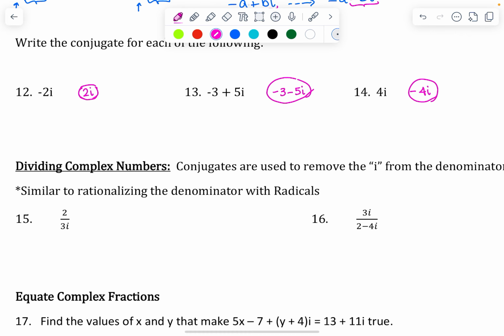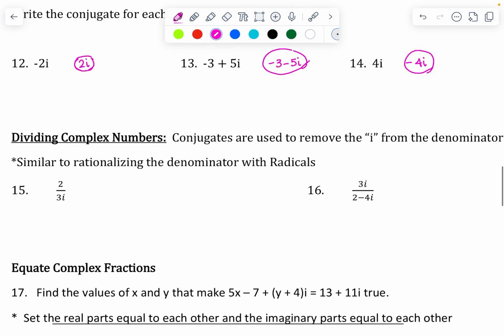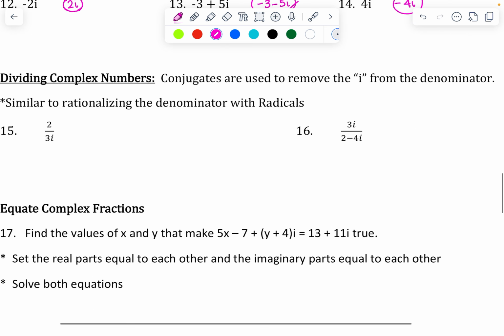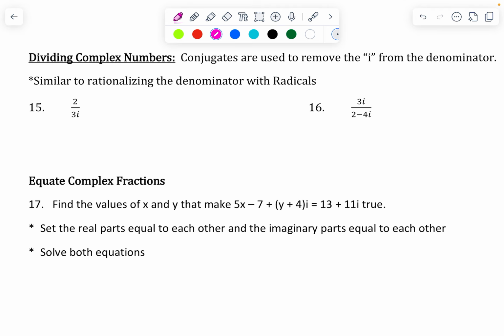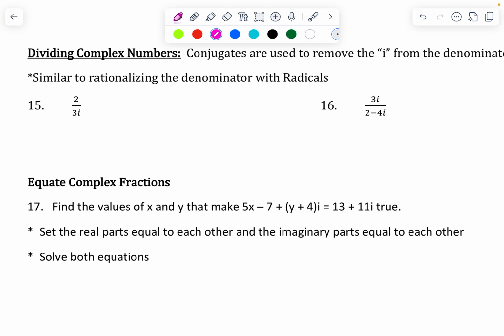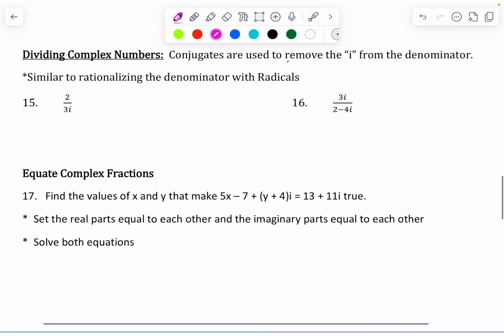Okay, so we talked about adding, subtracting, and multiplying with imaginary numbers. Now we're going to talk about dividing. So much like simplifying radicals, if you have a radical in the denominator of a fraction, then you have to rationalize the denominator by multiplying that radical to both numerator and denominator. Same idea with imaginary numbers. You're going to have to multiply the conjugate to remove i from the denominator.